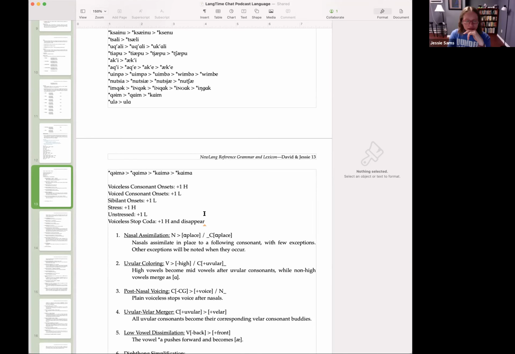And did you want to do anything with other codas? Oh, right. Voiceless stop codas plus one high. Voiced codas plus one low.